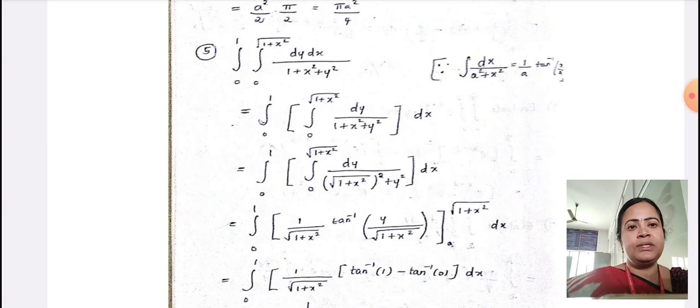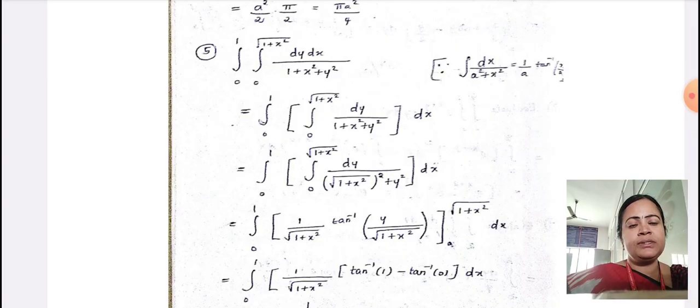So integral 0 to 1, integral 0 to root of 1 plus x square, dy divided by, instead of writing 1 plus x square, we can write root of 1 plus x square the whole square plus y square, into dx. So our a square is nothing but root of 1 plus x square the whole square, and in the place of x square you have y square, and in the place of dx you have dy. So just replace x by y and a by root of 1 plus x square in the given formula.